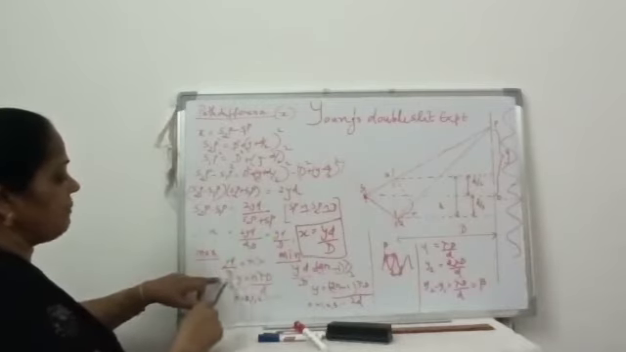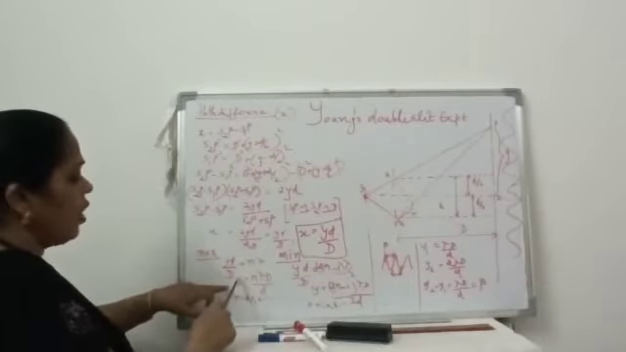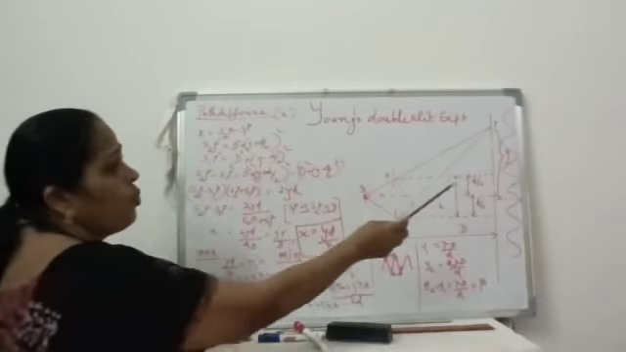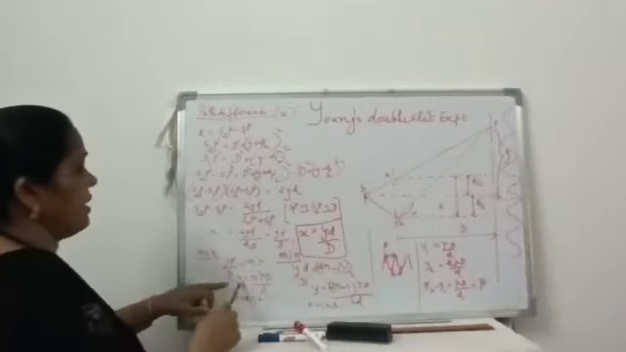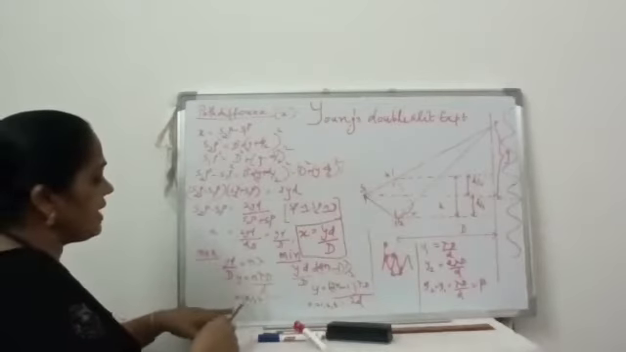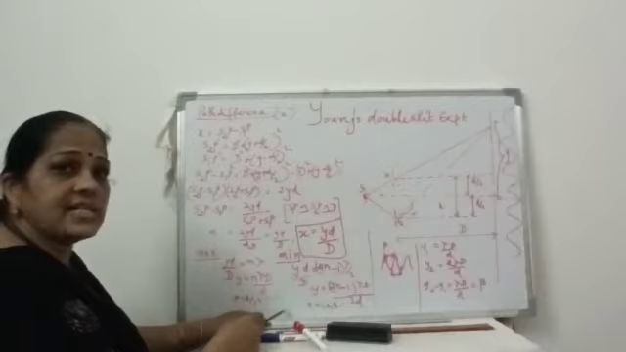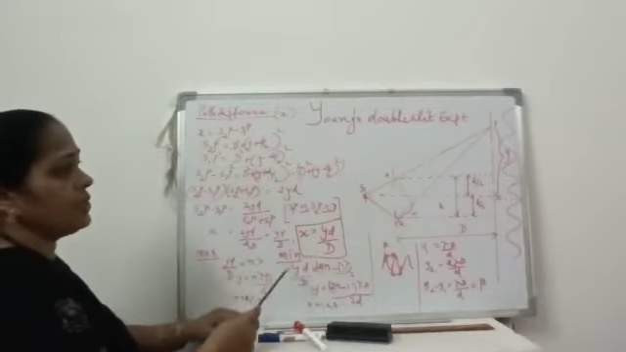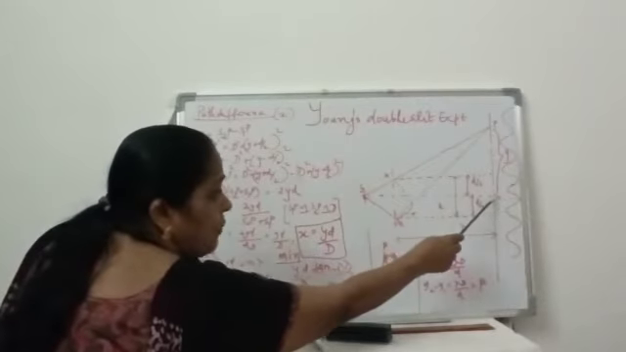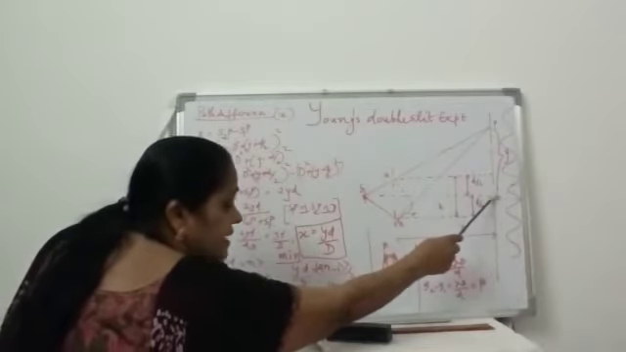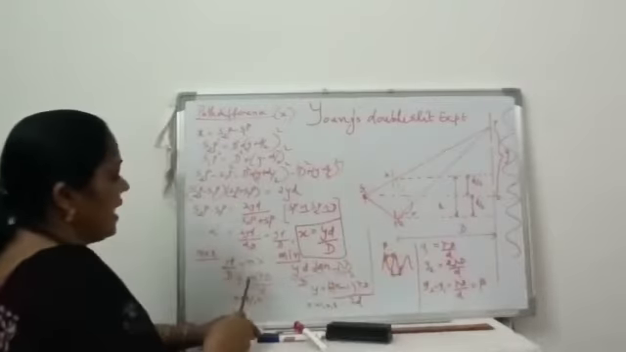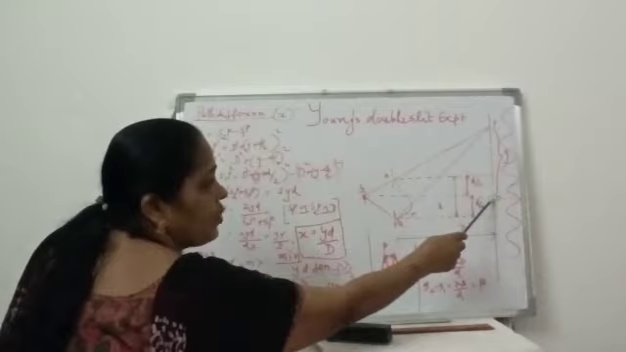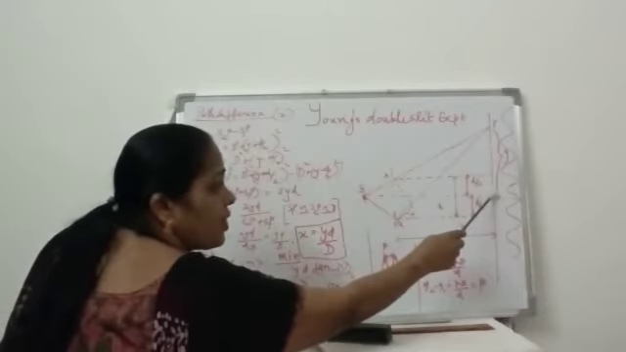That is yd by D equal to n lambda, or y equal to n lambda D by d. So what is y? y gives the position of the maxima. What is n here? n can be 0, 1, 2, 3, etc. When n equal to 0, you get y equal to 0, which means this point O is a bright point. At y equal to 0, which is the position here, what do you get?